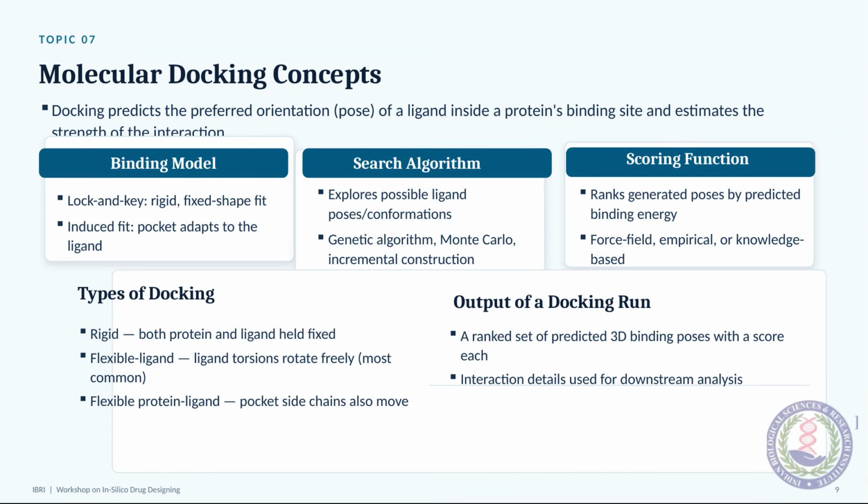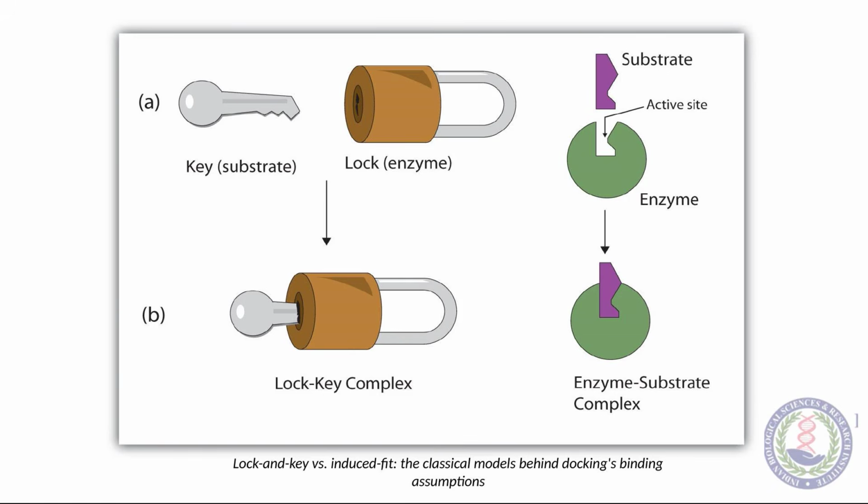Docking types range from rigid, where both protein and ligand are held fixed, to flexible ligand, the most common approach, where ligand torsions rotate freely, to flexible protein ligand, where pocket side chains also move. The output of a docking run is a ranked set of predicted 3D binding poses, each with a score, along with interaction details for downstream analysis. This diagram illustrates the lock and key versus induced fit models, the classical concepts behind docking's binding assumptions.